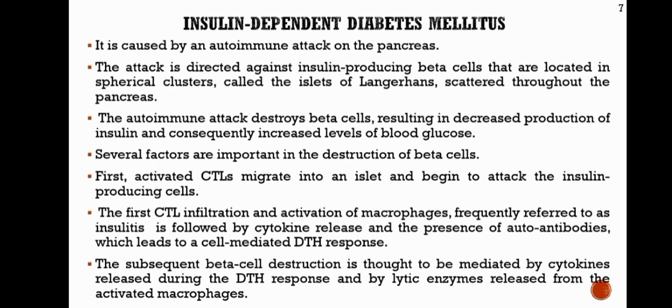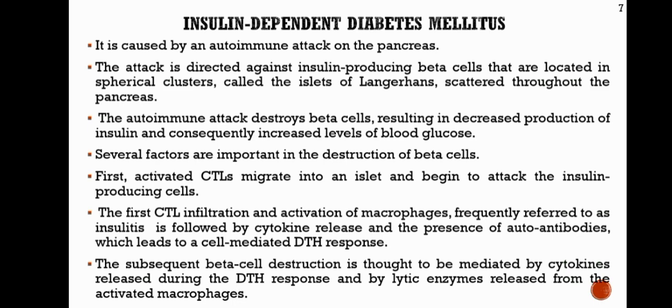Insulin dependent diabetes mellitus. It is caused by an autoimmune attack on the pancreas. The attack is directed against insulin producing beta cells that are located in the spherical clusters called islets of Langerhans scattered throughout the pancreas. The autoimmune attack destroys beta cells, resulting in decreased production of insulin and consequently increased levels of blood glucose.